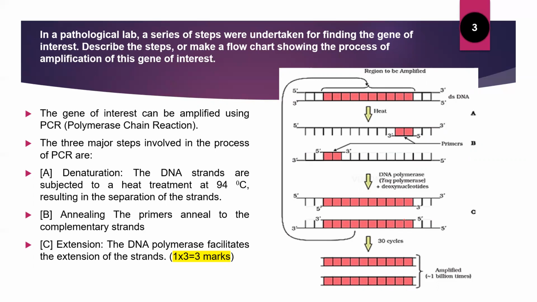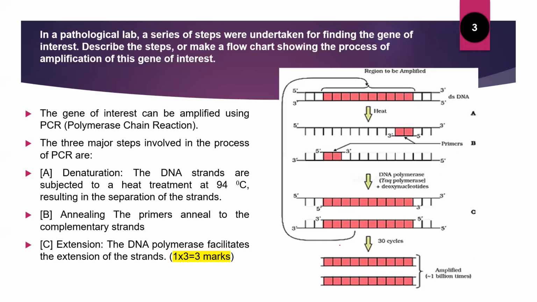Okay. So here in a pathological lab, different steps were undertaken to find the gene of interest. So if we want to amplify it, then what technique can we use? Answer is PCR, polymerase chain reaction. And what are the different steps? So first, let us check the diagram.